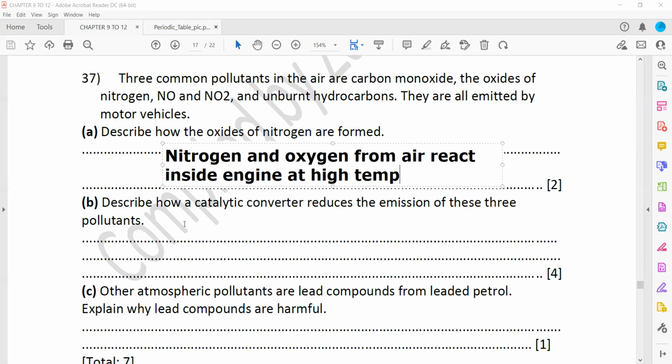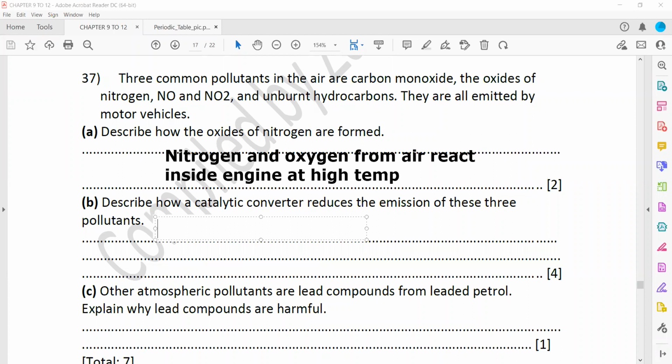Describe how the catalytic converter reduces the emission of these 3 pollutants. It's 4 marks. What happens? The carbon monoxide is oxidized to carbon dioxide. Oxides of nitrogen are reduced to nitrogen gas, and hydrocarbons are burned completely to give off carbon dioxide and water.